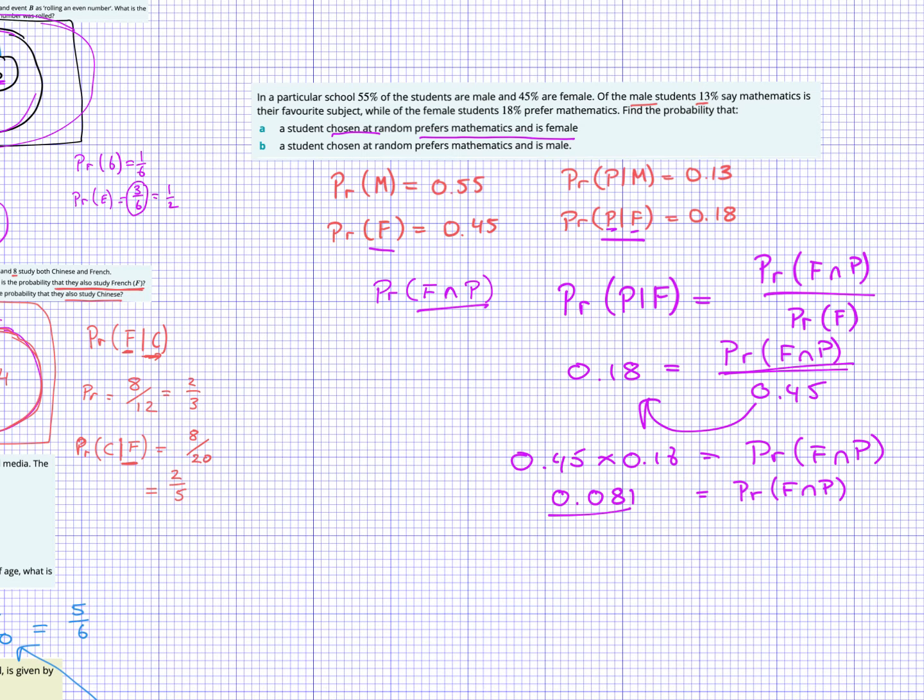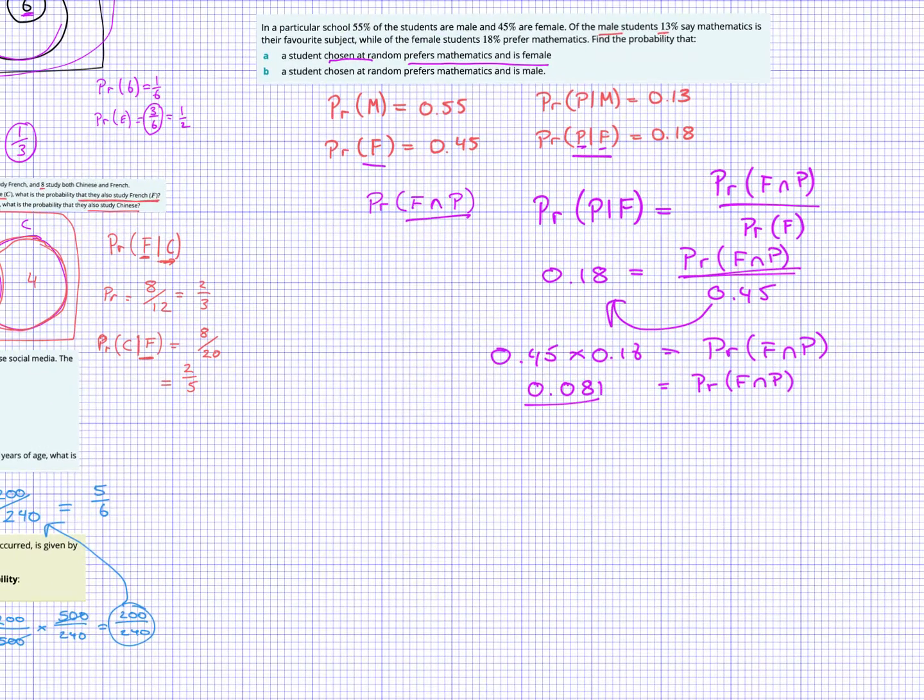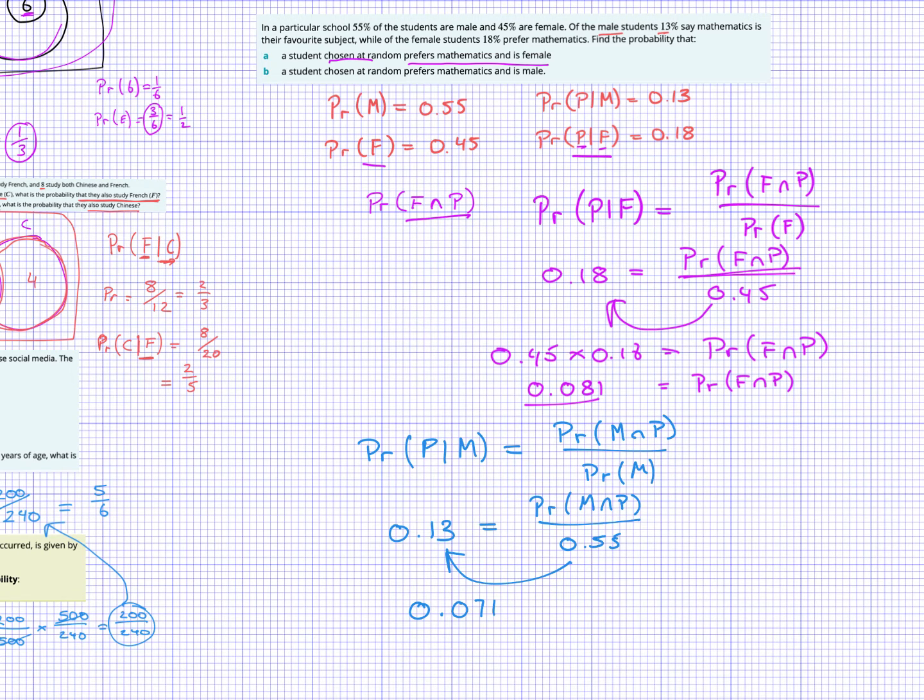What about the chance of finding a male who prefers maths? Well, we do exactly the same thing with the different numbers. So we have our formula written here, P given male equals P(male intersection P) over P(male). So my chance here was 0.13 equals the intersection, which is what I'm trying to find, over 0.55. Multiply those two together across the bottom and you end up with 0.0715 as my chance of finding a male who prefers maths from the entire school.